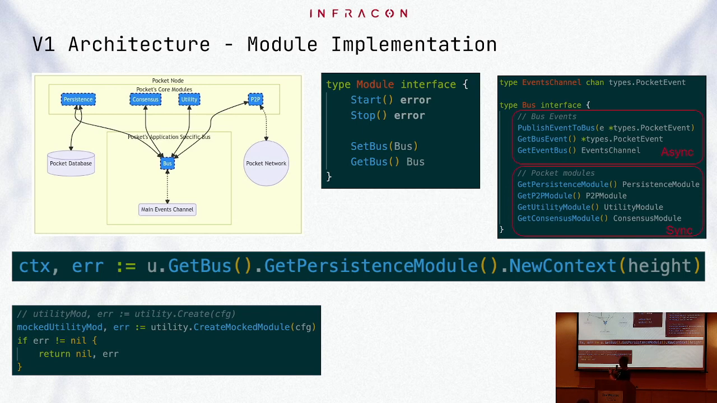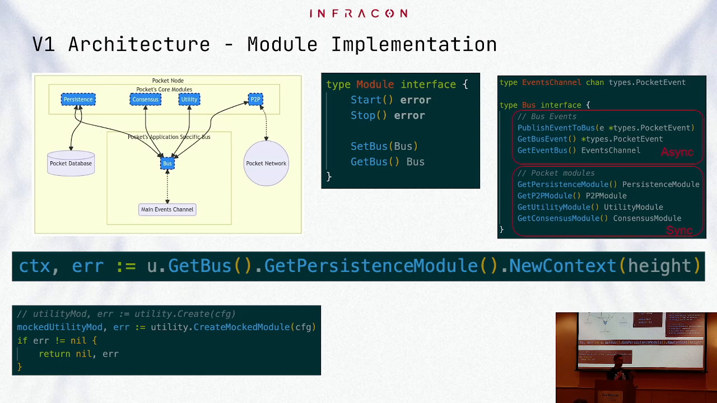So it's cut off a little bit here, but when we're running the node, if I want to test consensus in isolation from anything else, all I need to do is mock the utility module, replace the utility module with a mocked version of it, and that lets us test consensus, try to break it, and see what happens.